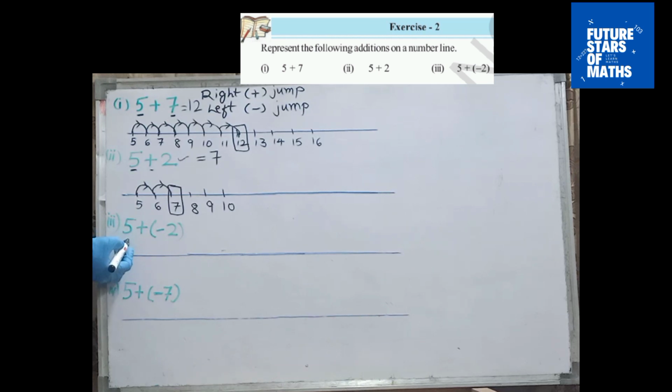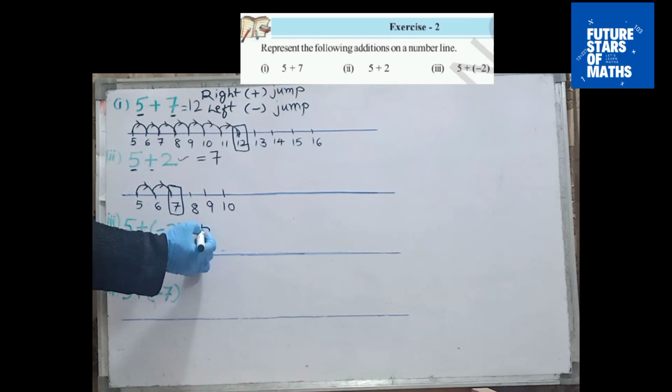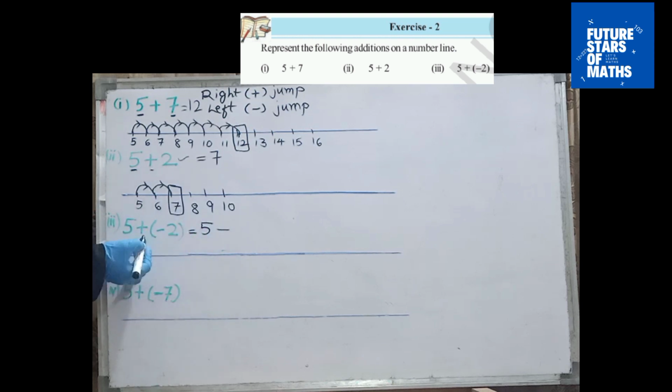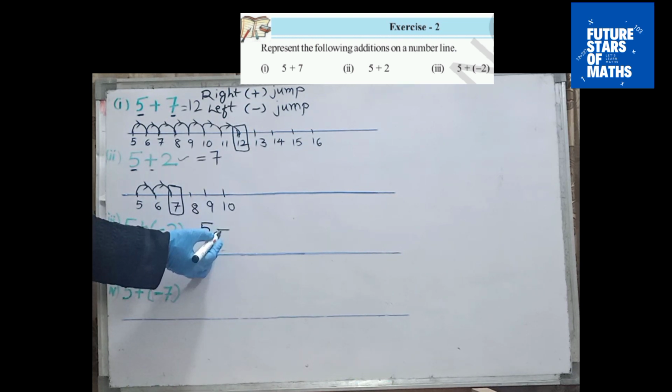Now the next one is 5 plus minus 2. Whenever we get two signs like this, we have to open the bracket first, that is, we have to multiply the two signs. So this we can write as 5, plus into minus is minus. This we have learned in previous videos. Whenever we have different signs, we get the answer minus. If we have two same signs, then we will get plus. In that way you can remember this. So plus into minus is minus.